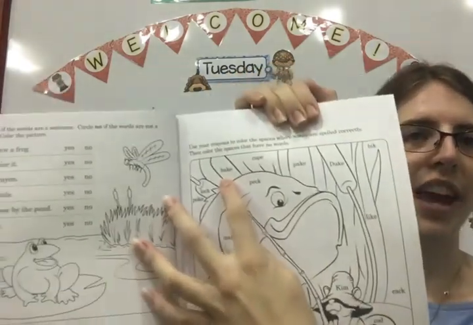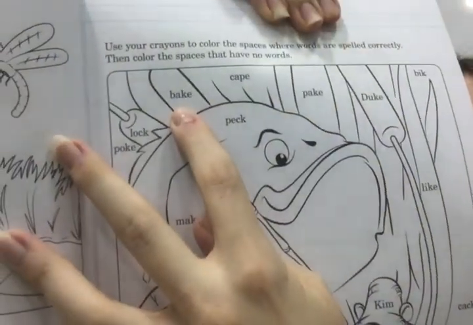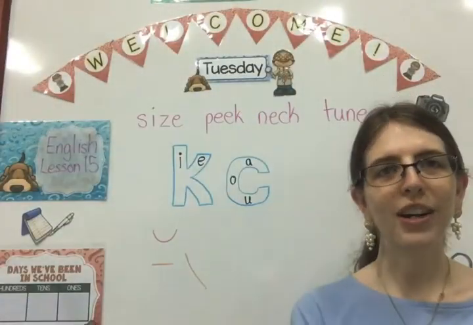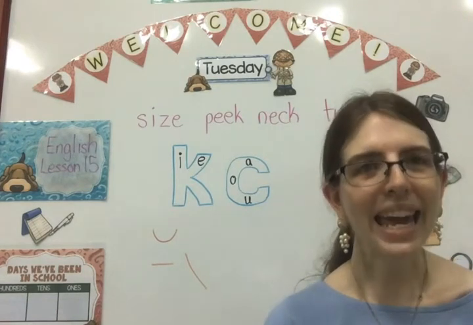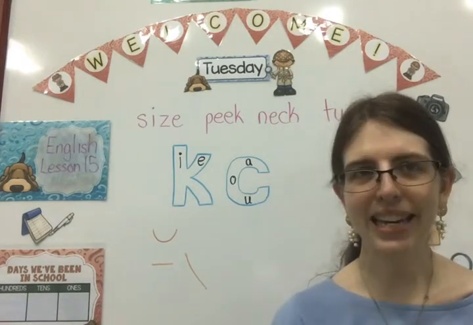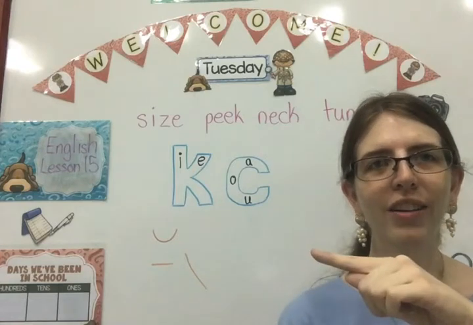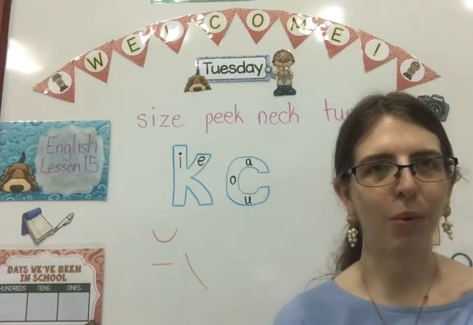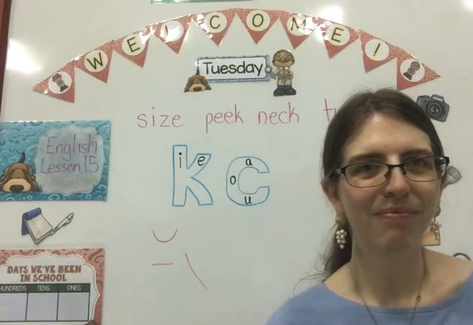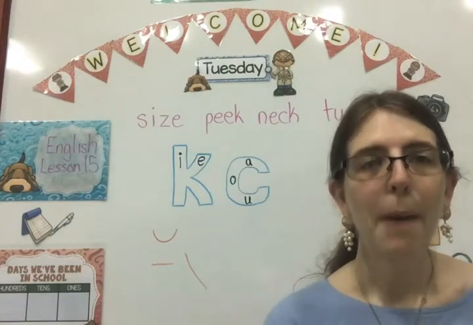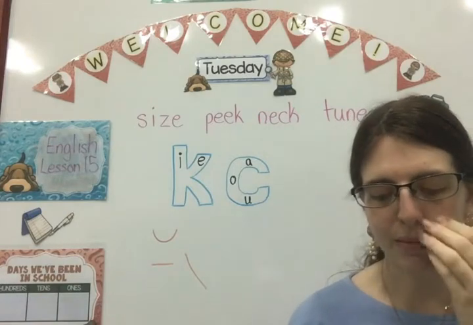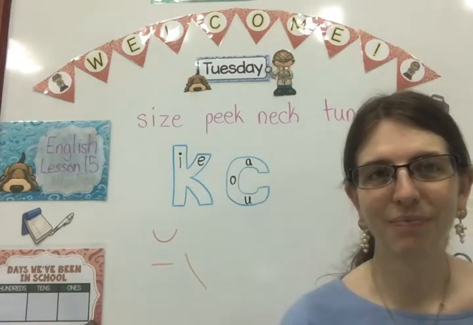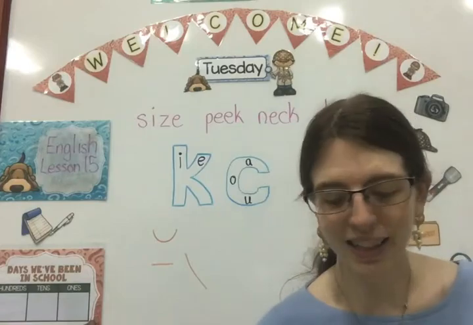Look at that word there, right there, see it? That word is what? Read that word out loud. Bake, very good, bake. You have one long vowel and a silent vowel. Is it spelled correctly? Yes, because your K is in front of the E, so you have it spelled correctly, bake. So you would color that space.